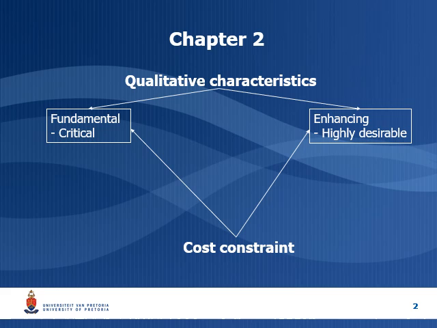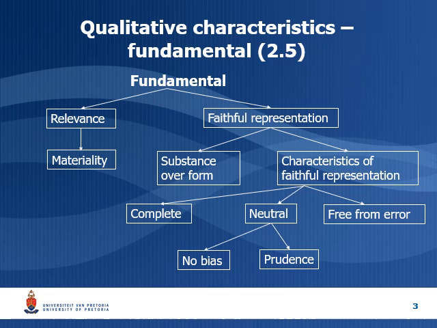We will first look at the qualitative characteristics of useful financial information, starting with the fundamental characteristics. For financial information to be useful, it must be relevant and must faithfully represent what it purports to represent. Okay, so the fundamental characteristics would be relevance and faithful representation. Now, as you can see from this slide, there are various aspects that we need to keep in mind when considering relevance and faithful representation. Each of the blocks on this slide will now be discussed in more detail, starting with relevance.